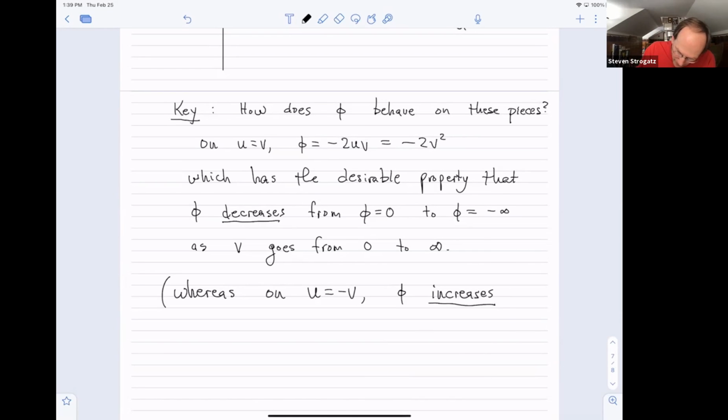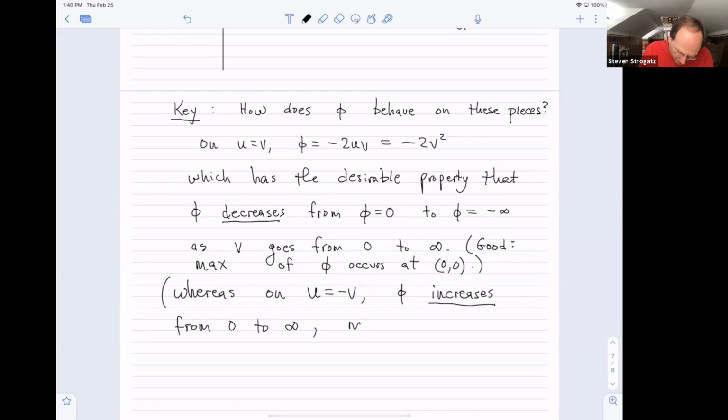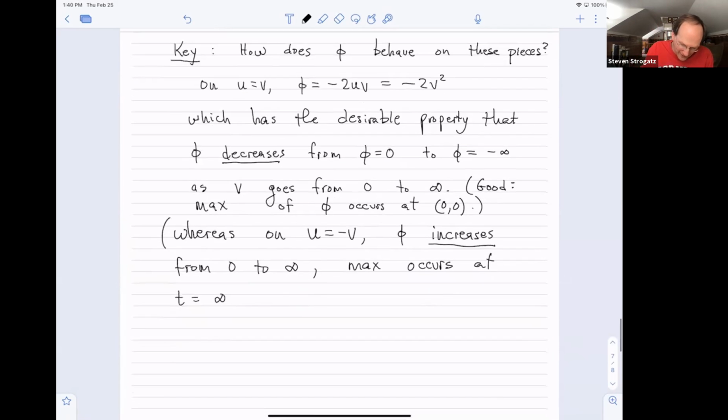Maybe I should first finish this thinking. This is good, what we did earlier, because the max occurs at t equals 0, at 0, 0. Whereas if we were on u equals negative v, that's nasty because phi is then increasing from 0 to infinity, and the max would occur out at t equals infinity, which is not good. We want phi to have its maximum at some finite point.